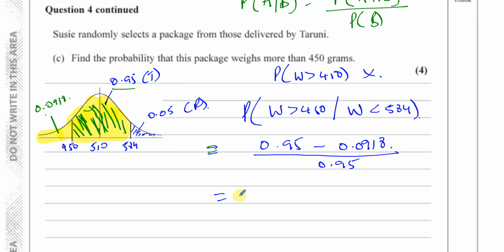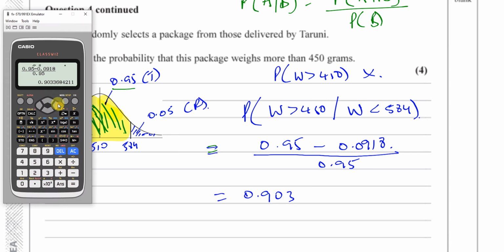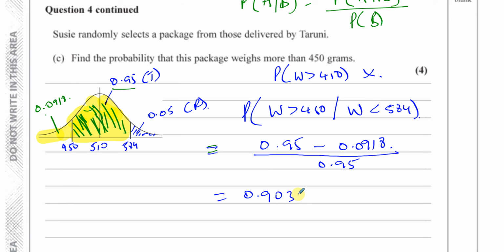And that gives us 0.903368. If you round that to 3 significant figures, you have 0.903, and there's the answer to part C. Okay, so I hope that was clear.